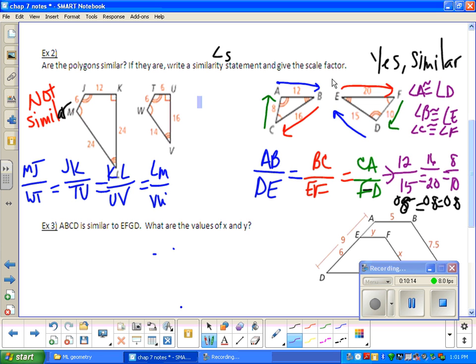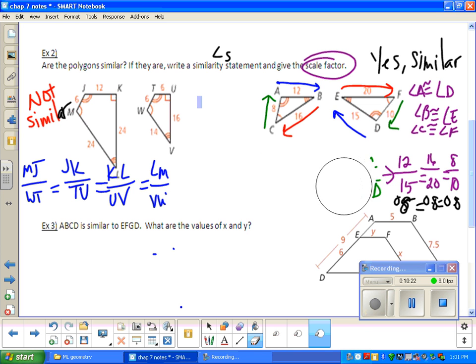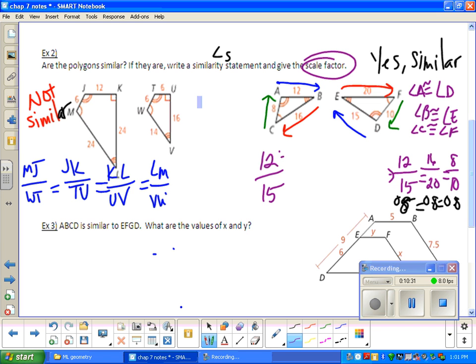And then give the scale factor. The scale factor is the ratio. So what I want to do is take the fraction. I can take any of the fractions, and I'm just going to reduce it. So 12 over 15, what number divides both? Would be 3. 12 divided by 3 is 4. 15 divided by 3 is 5. So the scale factor is 4 to 5, or 4 over 5.